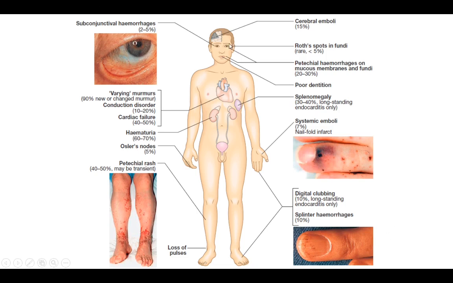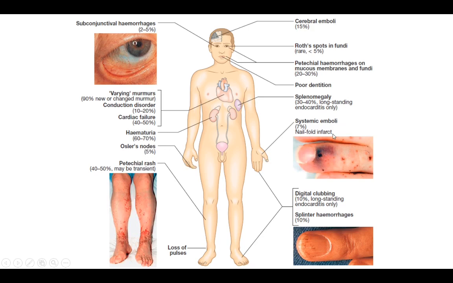Head to toe. They may have embolic episodes in the brain, Roth spots in the fundi, although rare, subconjunctival hemorrhages, poor dentition or might have gone to a dentist, so the oral cavity problems, petechial hemorrhages in many sites, heart murmurs up to 90%, conduction defect, heart failure. Hematuria quite common, Osler's nodes here.